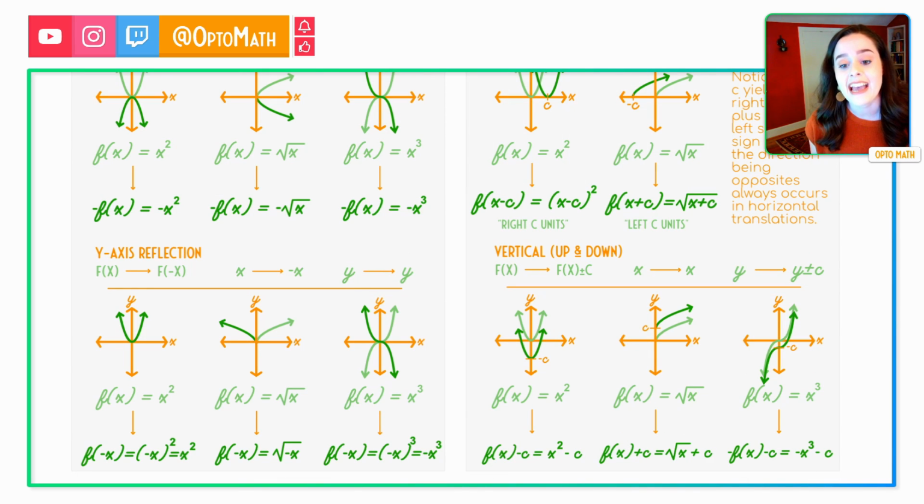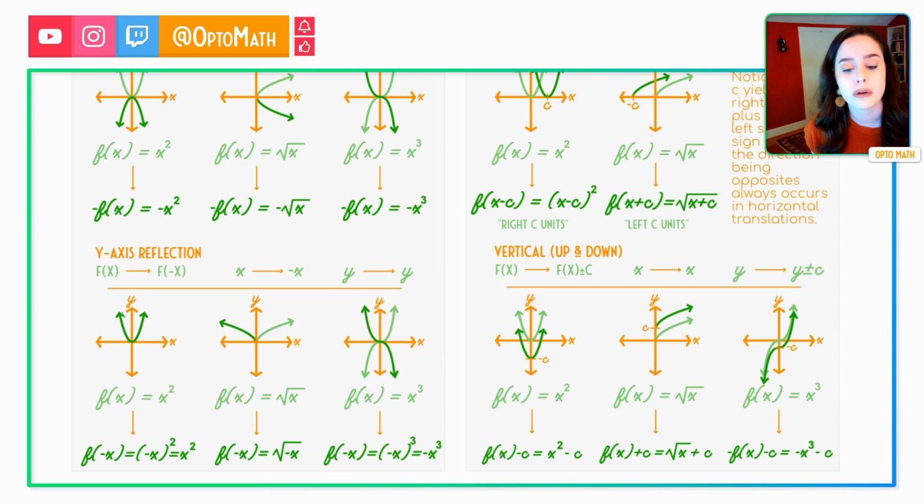Let's take a look at y-axis reflections. So notice we don't have a negative on the outside of our f of x, we have a negative on the inside. So it's on the x itself and it's inside the parentheses. Now your x's change sign, but your y's remain the same. So this is like flipping this way. Reflecting about that y-axis is gonna change your x values, unless you're just kind of straddling that y-axis. So let's take a look at our parabola.